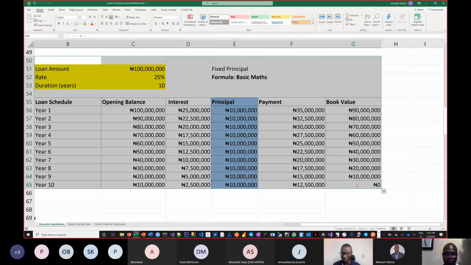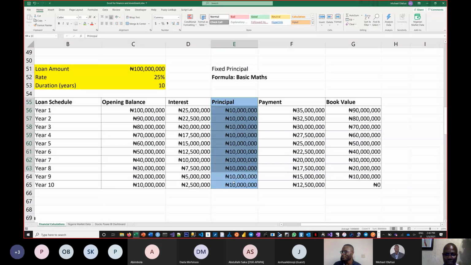Did you get my answer? Yes, I did. So basically, it's better to pay with varying principal rather than a fixed principal? No, it's better to pay the fixed principal.